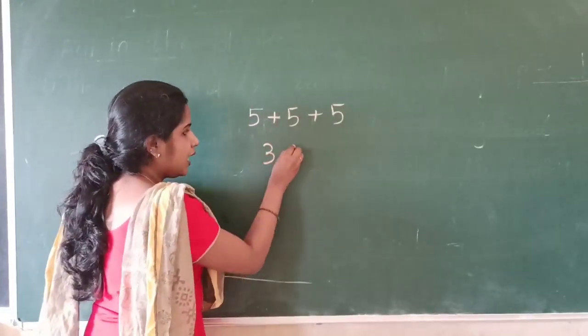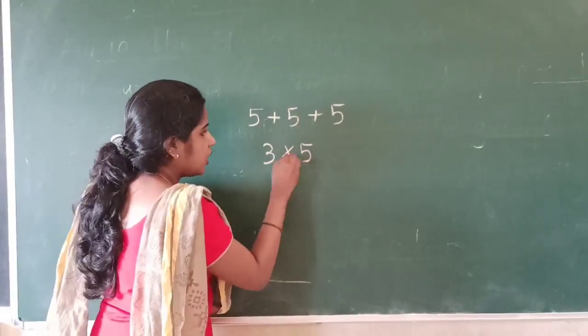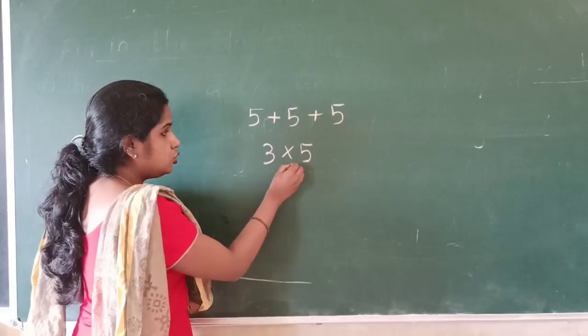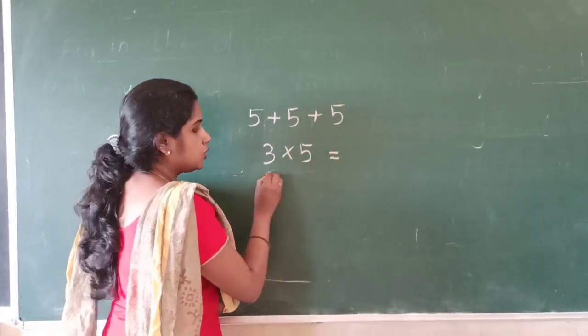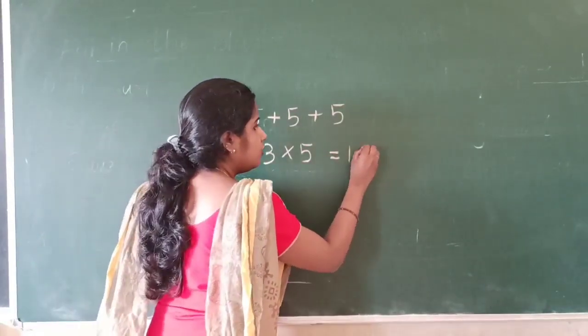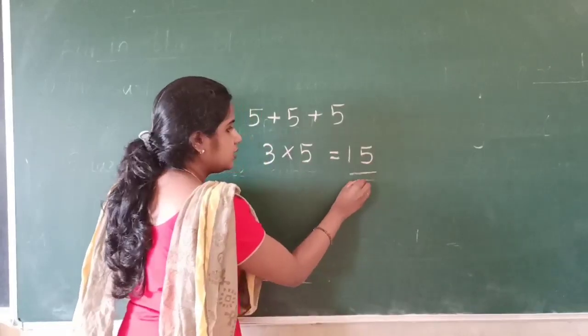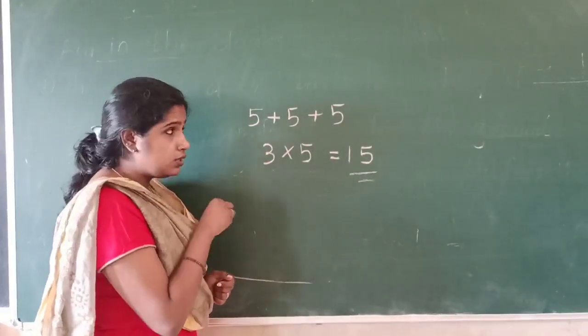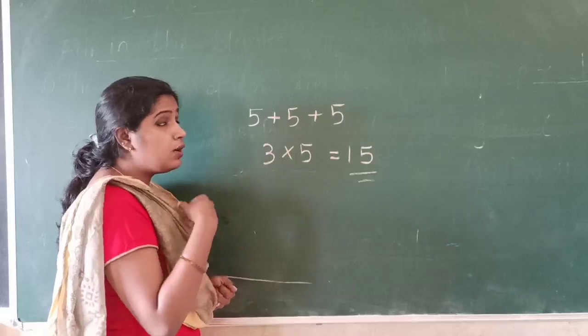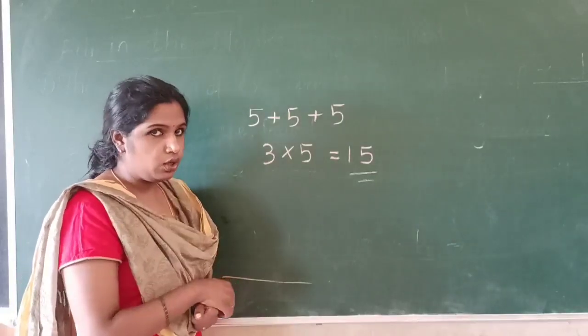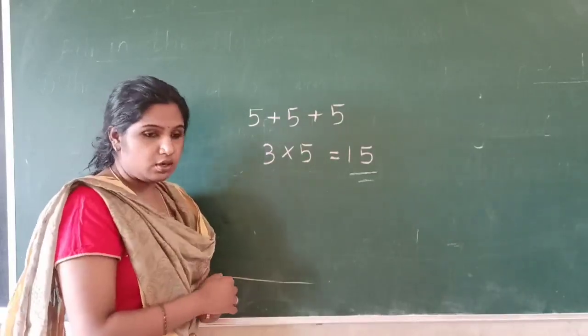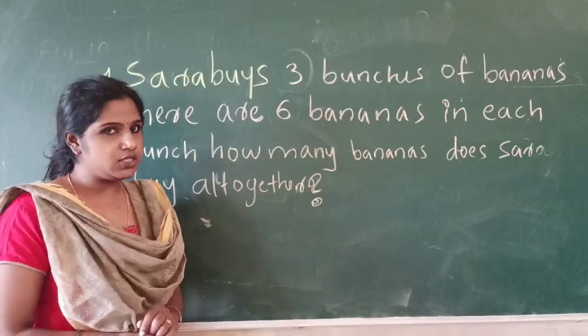So 3 times 5, we can write it as 3 into 5 equal to 15. So the answer is 15. We know this fact. So let's do some questions based on this fact. Let's see a question.